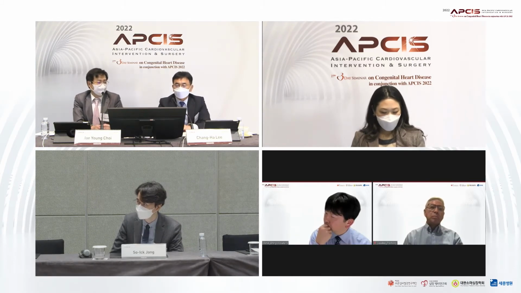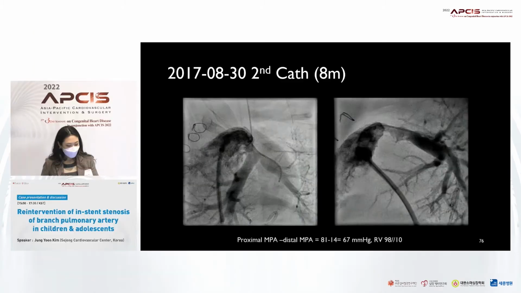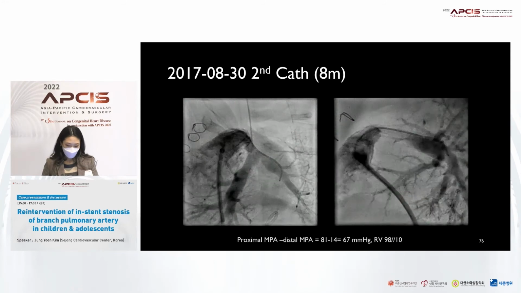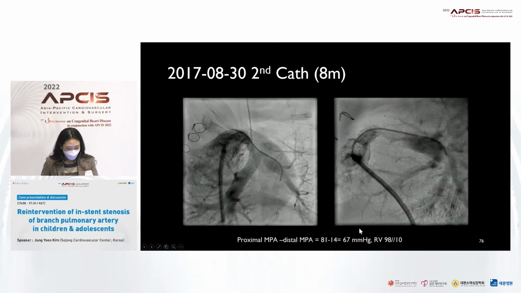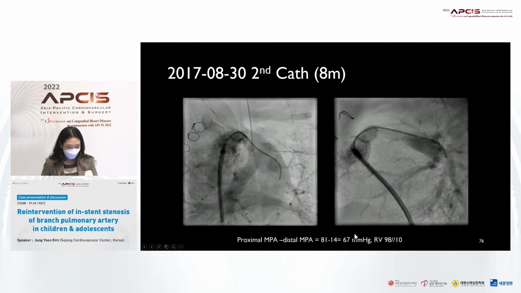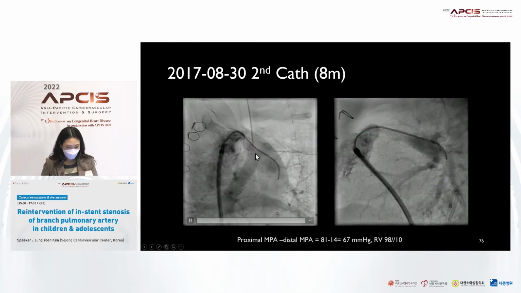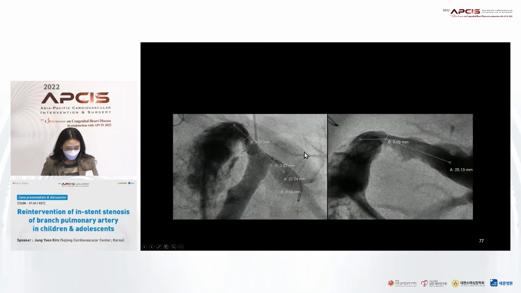Okay. So 3 months later, we performed cath for stenting. We prefer stenting. The pressure gradient between proximal and distal MPA was 67 millimeter mercury. As you can see, this is a limitation point, endpoint. And we measured and decided the location of the stent.